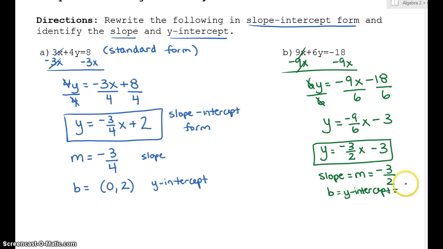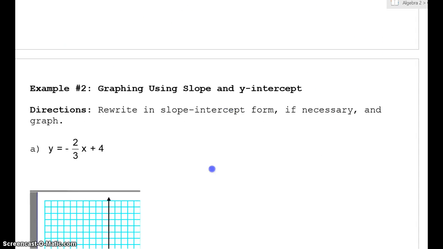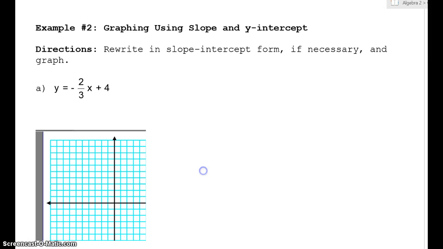And it's a point, so it's going to be 0, negative 3. Okay? So those are our slopes and y-intercepts. Great job. Now, we're going to head to the next page.